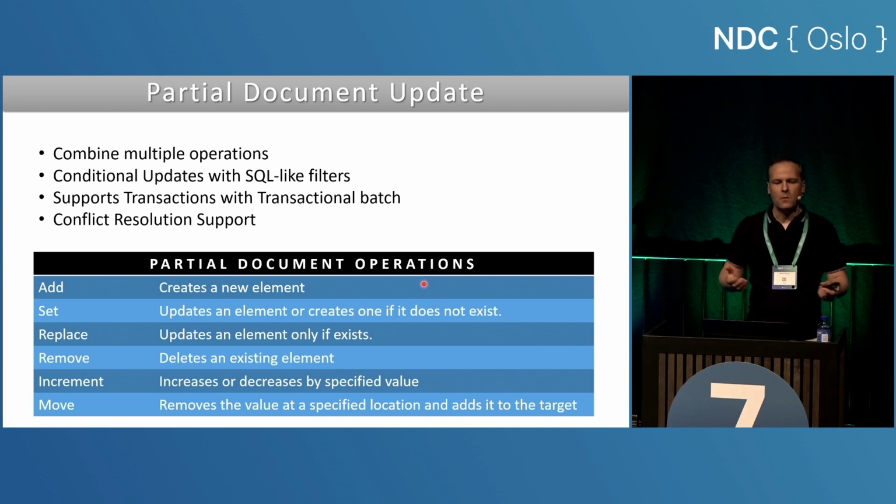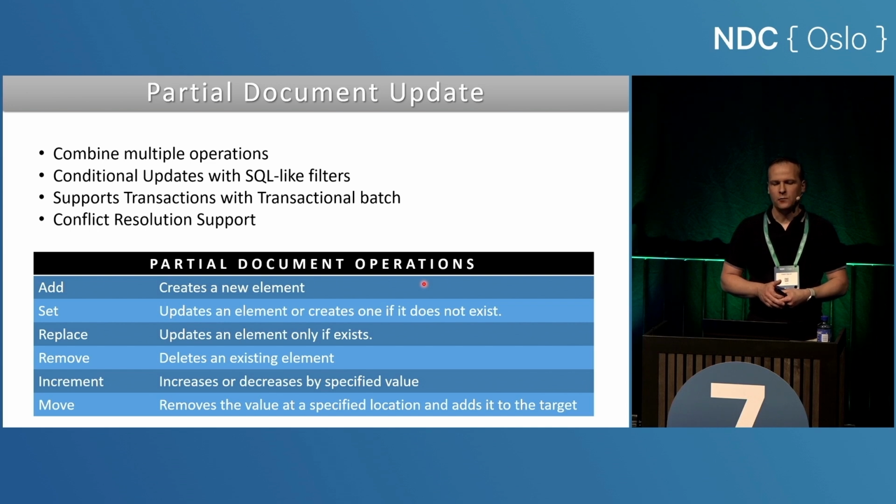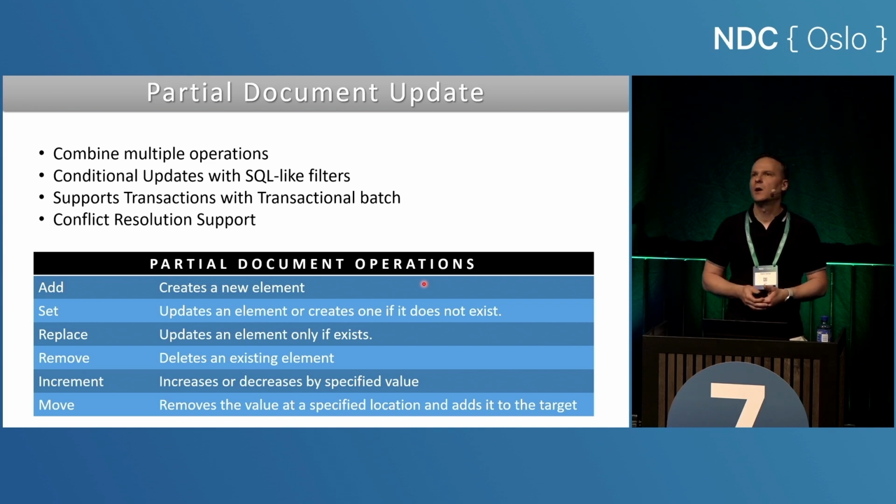You can combine multiple operations with this. You can add a filter, which is very useful in some cases. I will have a demo for that one in a little bit. And it supports all the conflicts, if it happens. The same conflict resolution is supported here. And if you are doing any kind of transactional batch, it's especially useful for that too, because rather than sending the whole object, you can just send a partial document.